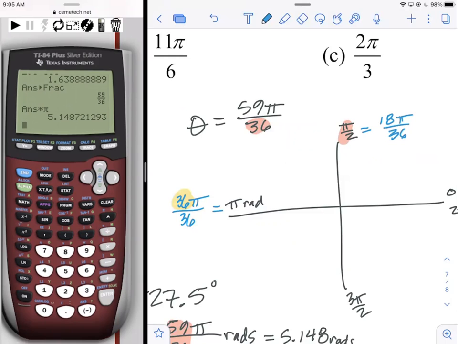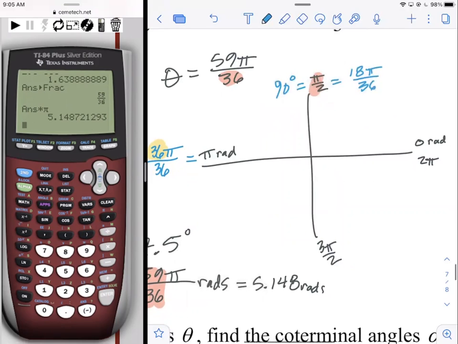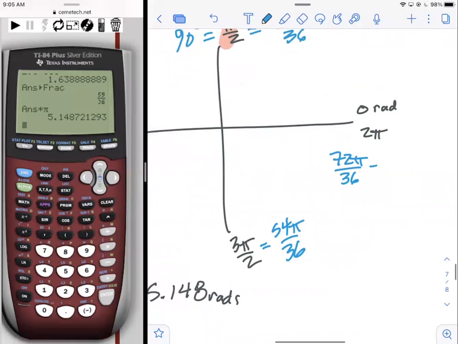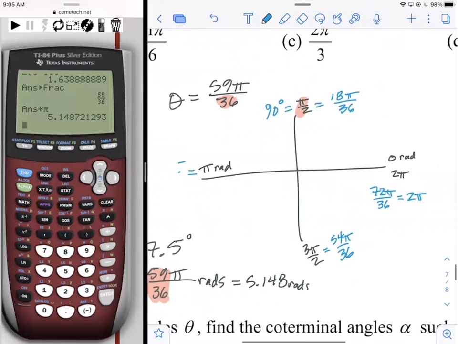So now we have our new counting interval. It's equivalent to pi halves, which is 90 degrees. But now I can count by 18s, right? Every time I go to another axis, I'm counting by 18. So 18 plus 18 is 36. What's 36 plus 18? 54. So this would be 54 pi over 36. And if I went another 18, what's 54 plus 18? 72 pi over 36, which, by the way, 72 divided by 36 is 2 pi, okay?